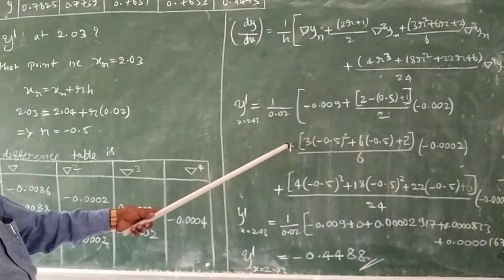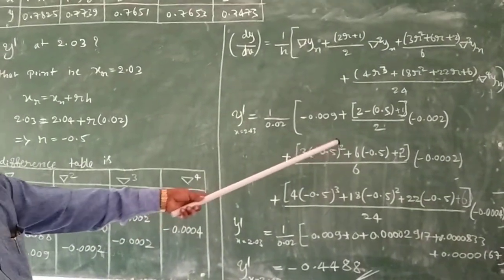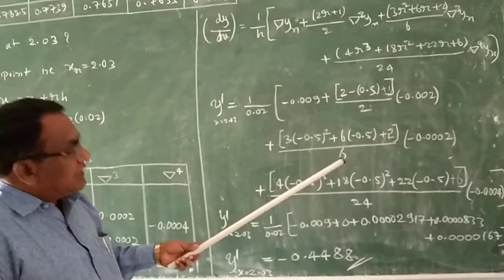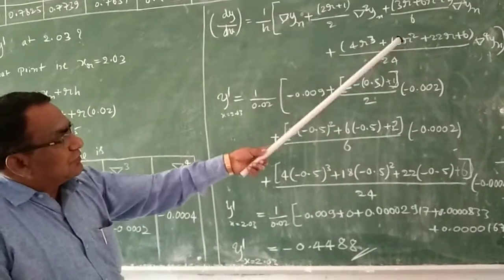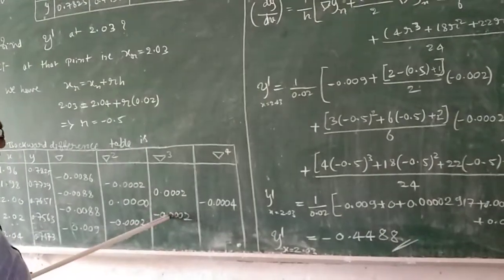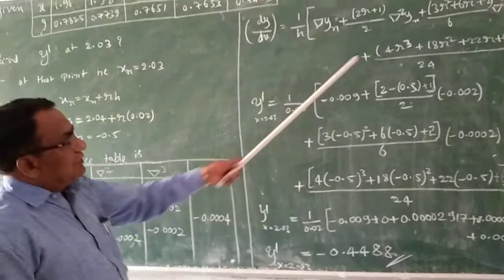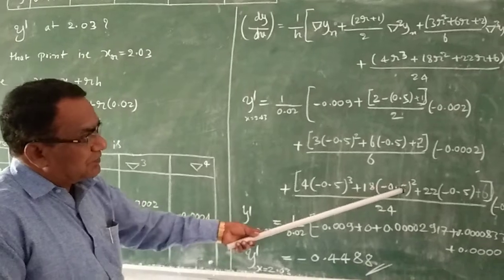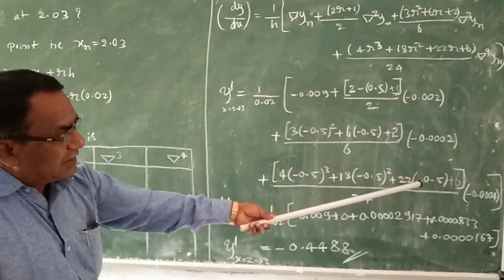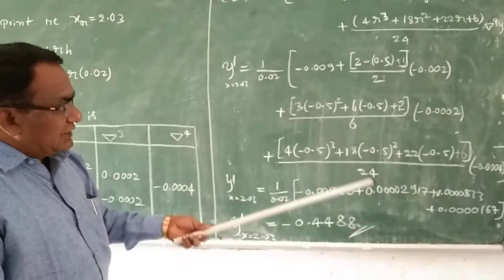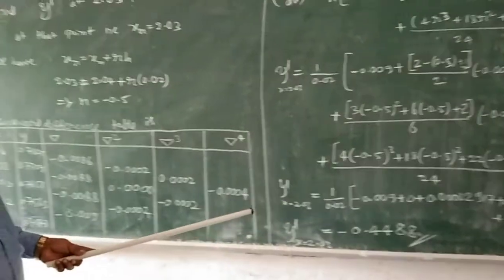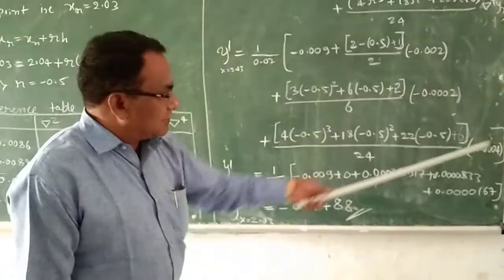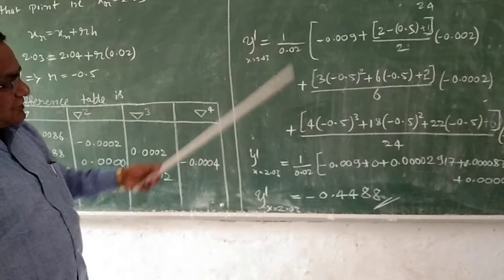Next plus (3 into r squared, minus 0.5 whole squared, plus 6 into r, minus 0.5, plus 2) divided by 6 into del cube yn, which is minus 0.002, plus (4 into r cube, minus 0.5 whole cube, plus 18 into r squared, minus 0.5 whole squared, plus 22 into r, minus 0.5, plus 6) divided by 24 into delta to the power 4 yn, which is minus 0.004.